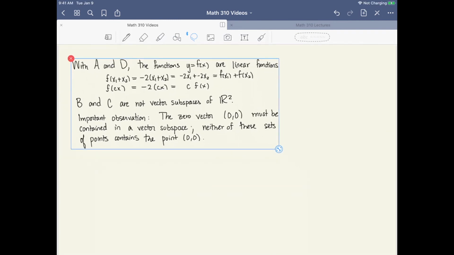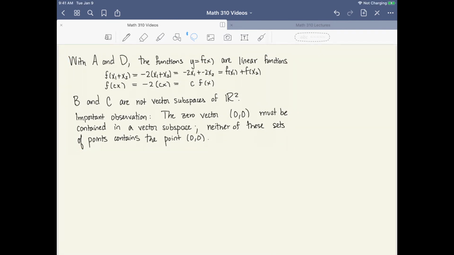So let's summarize some of what we're seeing here. In the cases of A and D, these were the two sets that really were vector subspaces. These functions that describe the lines were actually linear functions. And what that means is that f of x1 plus x2 is equal to f of x1 plus f of x2. In the case of A, that's this expression. And the other thing that needs to be true for a linear functional, f of cx is equal to c f of x. These rules are going to be violated when your line does not go through the origin, like what happened with B. And C, the circle, was also not a vector subspace of R2.